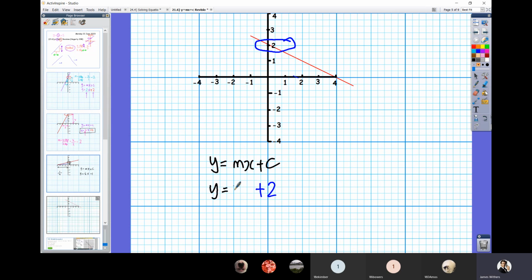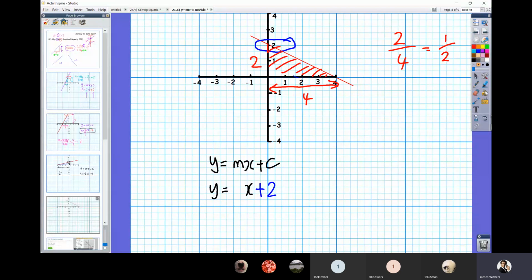So it's going to be y equals something x plus 2. Now, what is the gradient of this slope? Pop in a triangle. What is the height of that triangle? It is 2. What is the base of the triangle? The length of the base of that triangle is 4. Now, 2/4 simplifies to 1/2.